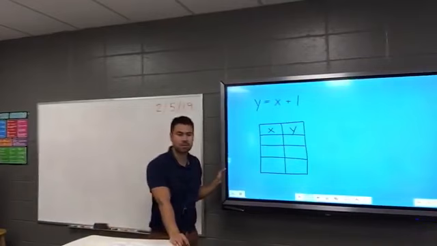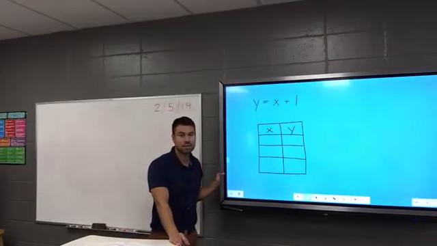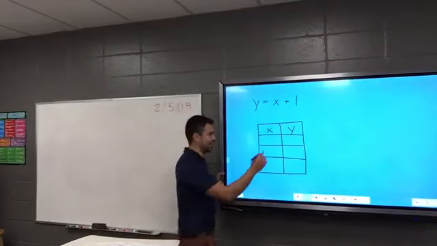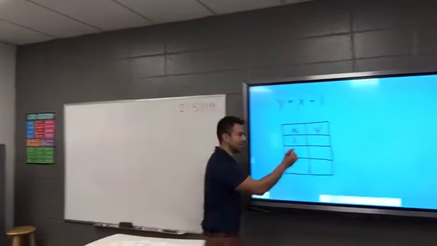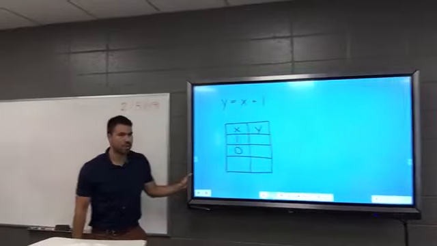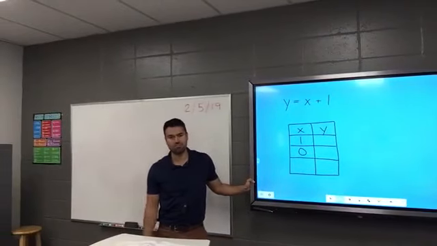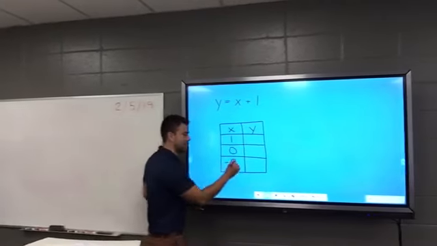So who can give me a positive number? Just pick anything. 1. Oh, make it really tough on us. All right, 1. And then we're going to pick 0. We're all going to do 0. And then someone else pick me a negative number. Good choice. -8. I'm good with that.